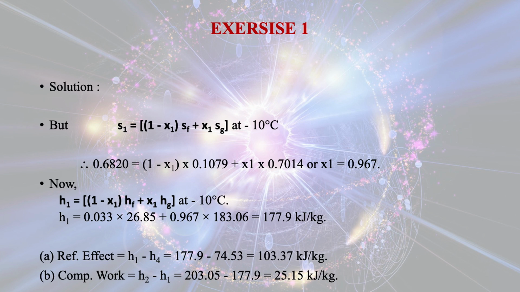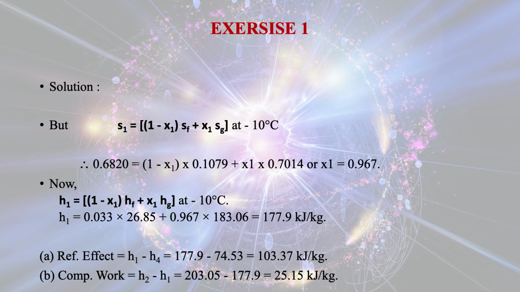Dear learners, you have already calculated the enthalpy at state 1. You have also calculated the enthalpy at state 4. So there is no problem for calculating the refrigerating effect. For this problem, if you put the value of H1 and H4, you will get the net refrigerating effect is equal to 103.37 kilojoule per kg.